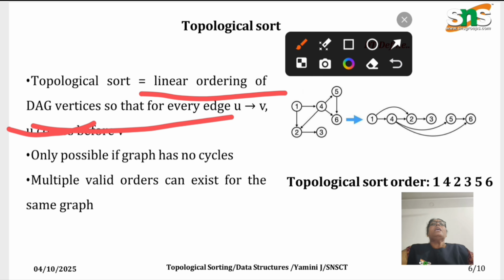The key point here is that the graph must not have any cycle, because if a cycle exists, we will never find a clear starting and ending point. Another important point is that a graph can have more than one topological order. For example, the order is 1, 4, 2, 3, 5 and 6. That is, all these numbers represent nodes arranged in a dependency respecting order.